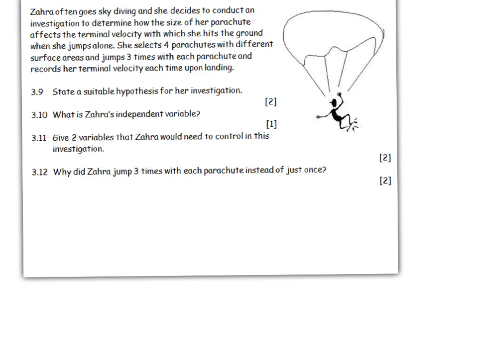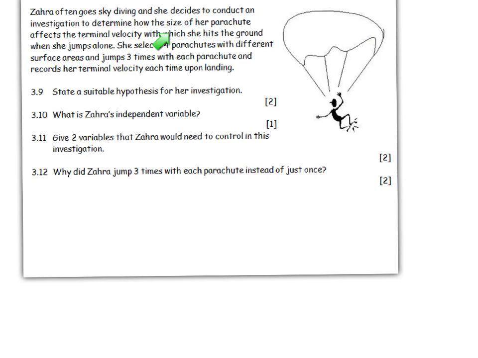We now need to look at how the size of a parachute, or the surface area of that parachute, is going to affect the terminal velocity. So we're going to take 4 parachutes. They're going to have different surface areas. They're each going to have 3 jumps done on them, and then we're going to record the terminal velocity each time upon landing.